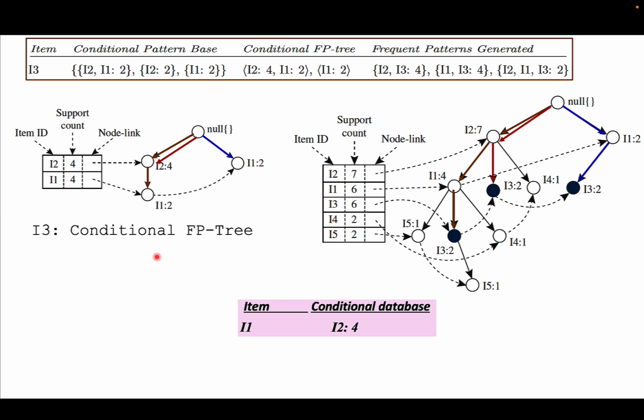If any pattern seems to be confusing, you always can take a step back and try to traverse it on the bigger tree. So to get I1, I3 with 4, we followed this branch with 2, and then we followed this branch with 2. Finally, I2, I1, 3 is the most obvious one. It comes from one branch, which is I2, I1, I3.